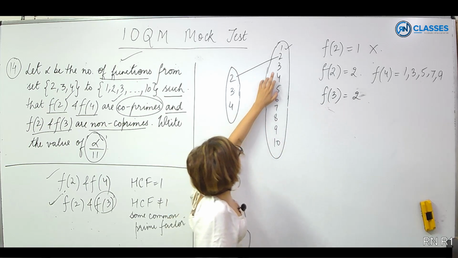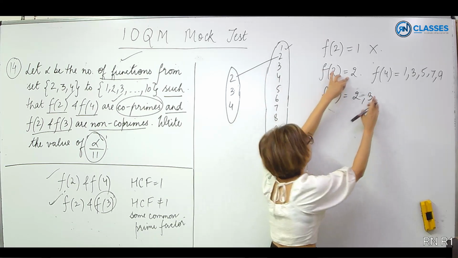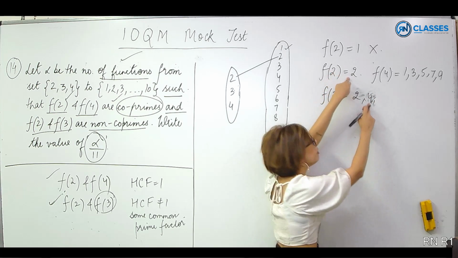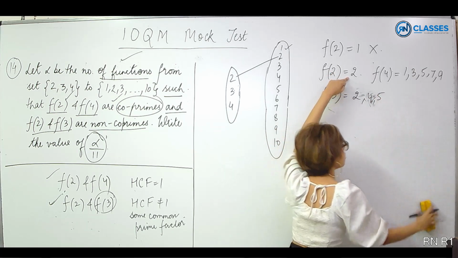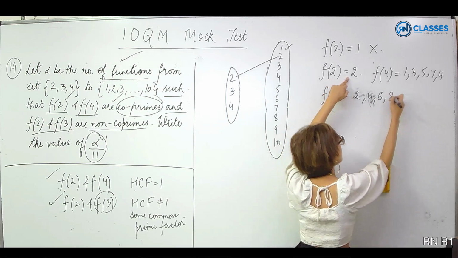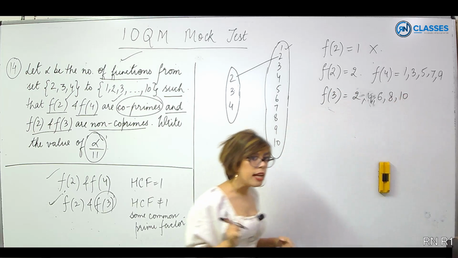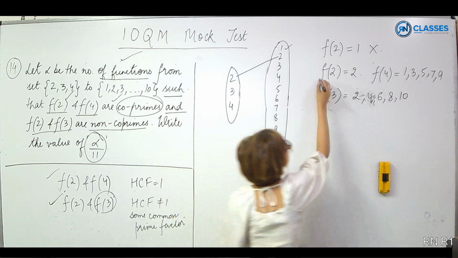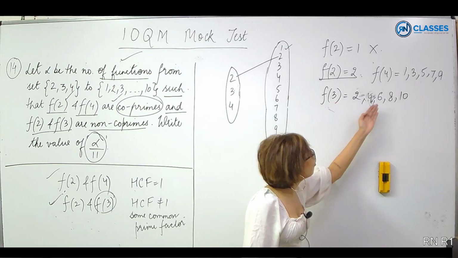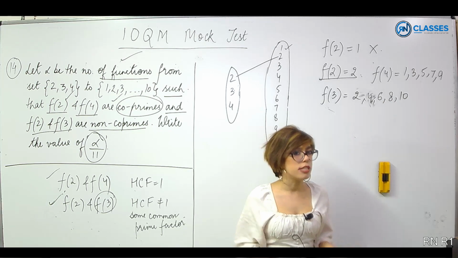Now, do you think I can put f of 3 as 3? HCF is 1 again, so no. What about 4? Yes. Because again, HCF is 2. 5, no. So this is rejected. 6, yes. 7, rejected. 8, yes. 9, rejected. 10, yes. Right? That means when f of 2 is 2, f of 3 can be 2 or 4 or 6 or 8 or 10. Now, let's see how many functions I have now.